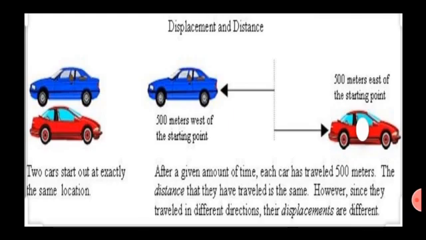Two cars start out at exactly the same location. Blue car goes 500 meters west of the starting point. Red car goes 500 meters east of the starting point. After a given amount of time, each car has travelled 500 meters. The distance that they have travelled is the same. However, since they have travelled in a different direction, their displacements are different.